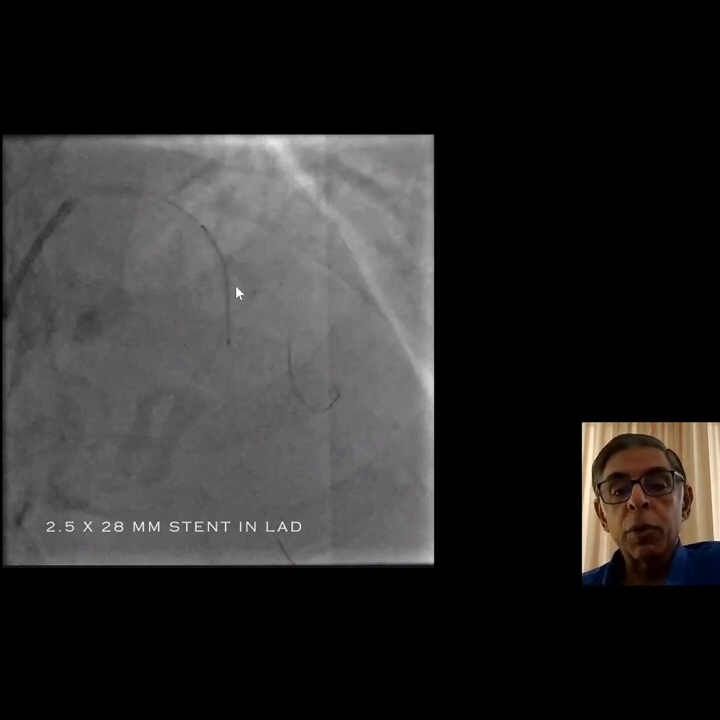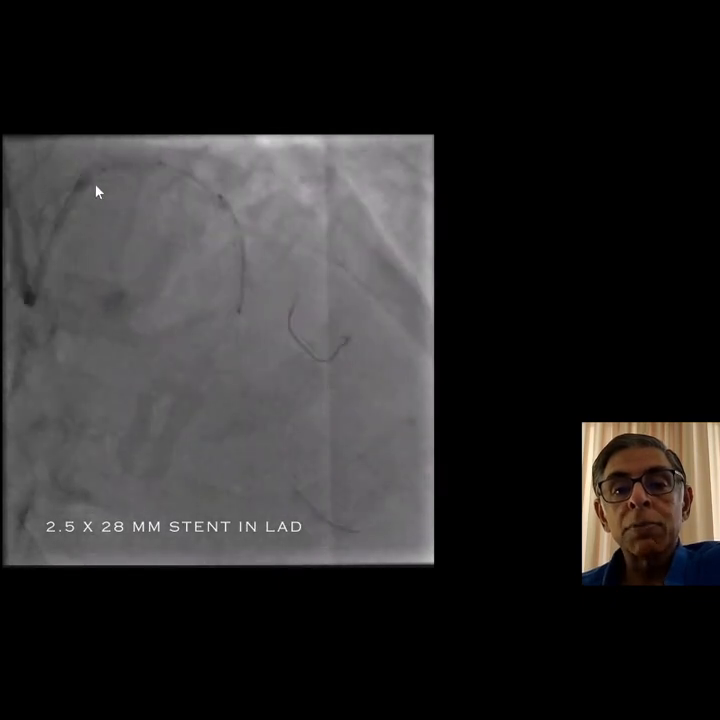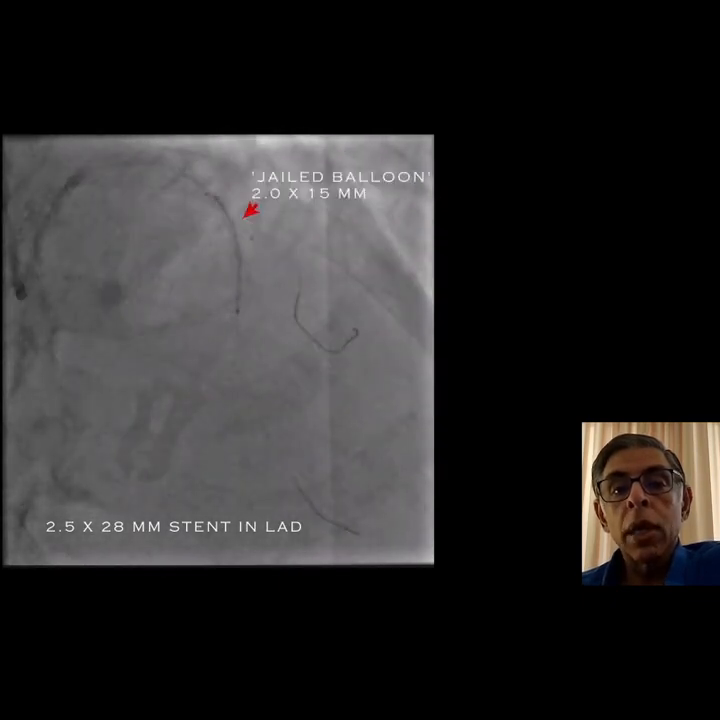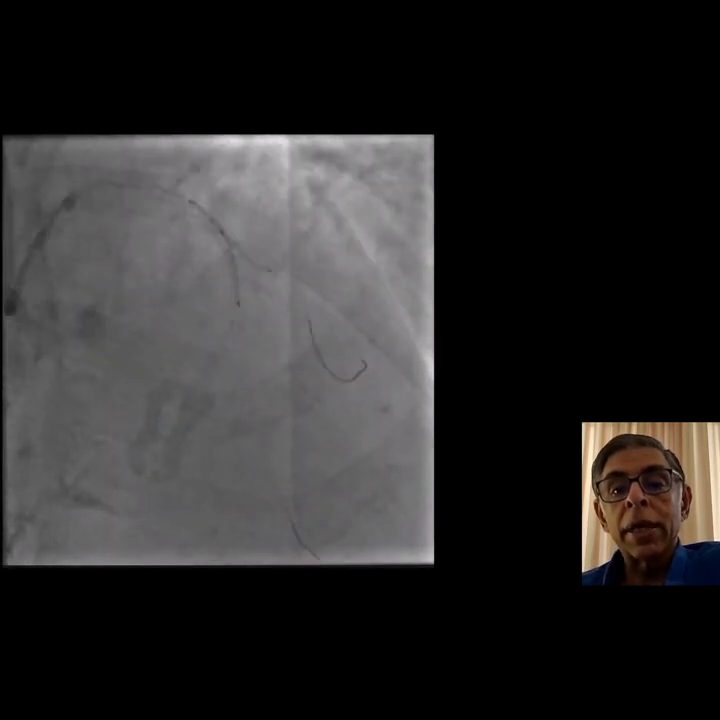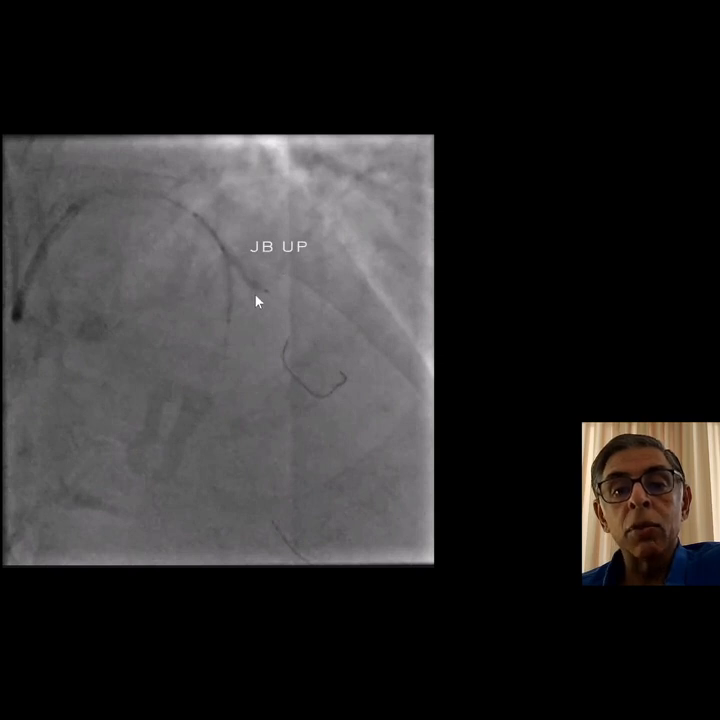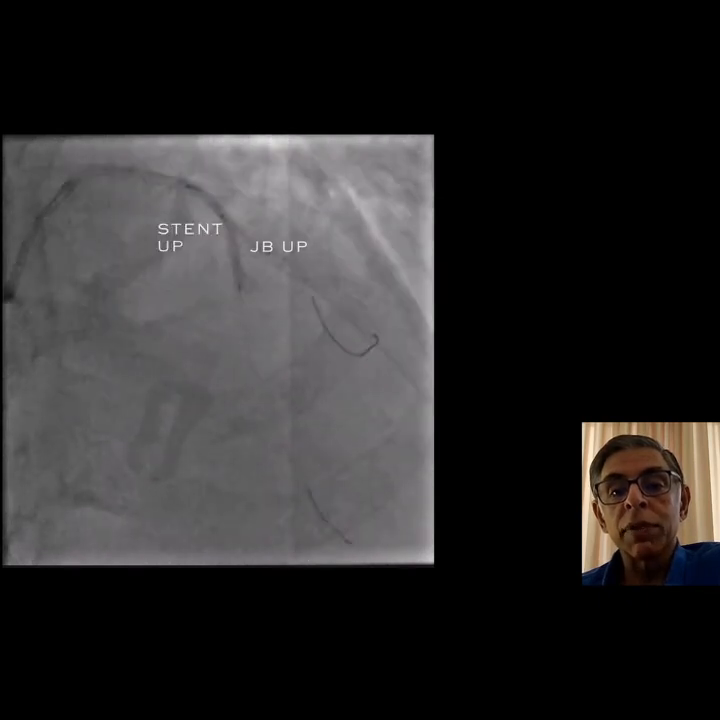So a 2.5 by 28 millimeter stent in the LAD, and then as you'll see at this point, a 2.0 compliant balloon goes on a second wire adjacent to the stent into the diagonal, and that is the jail balloon technique. We then go ahead and dilate the jail balloon at very low pressure, 4 atmospheres. We then deploy the stent at nominal. You can see that, I think it was 12 atmospheres.